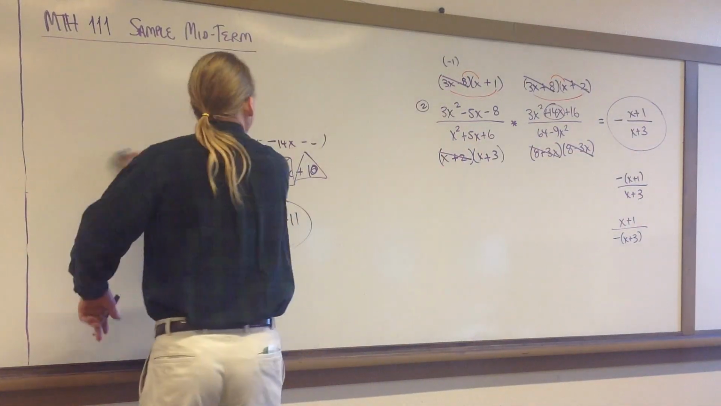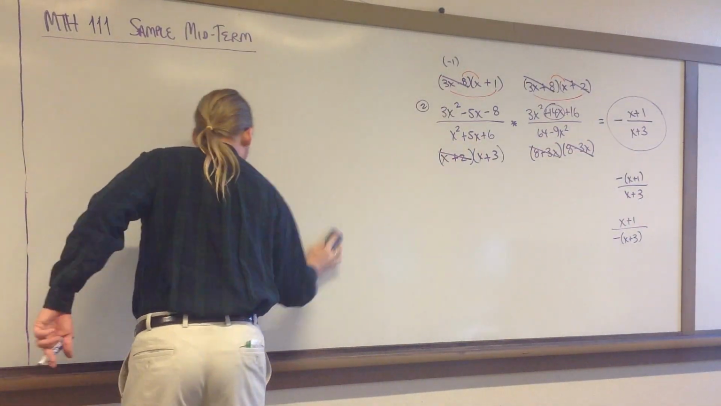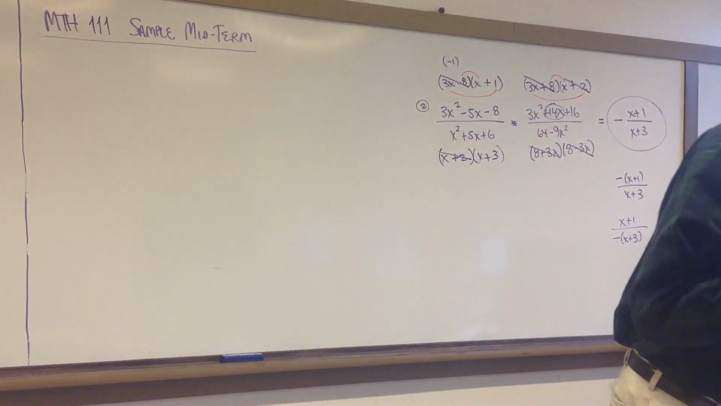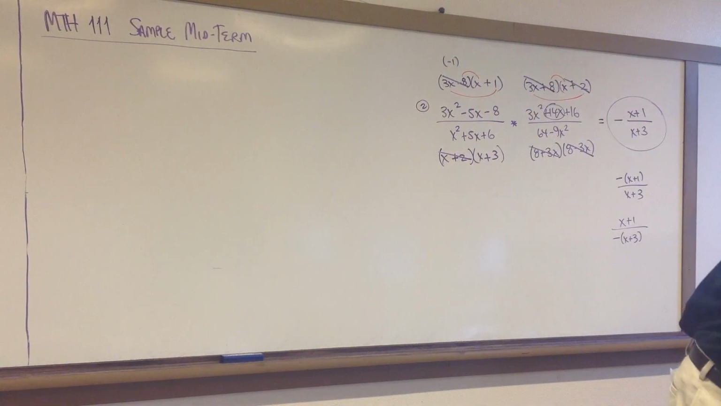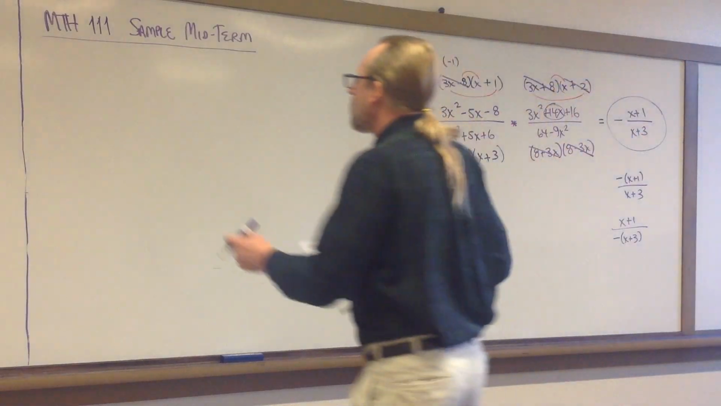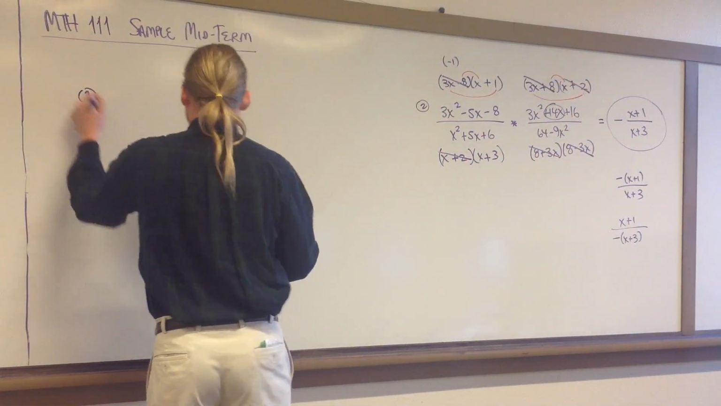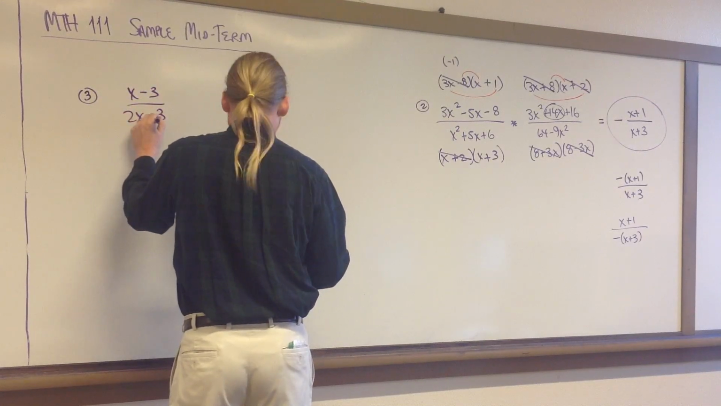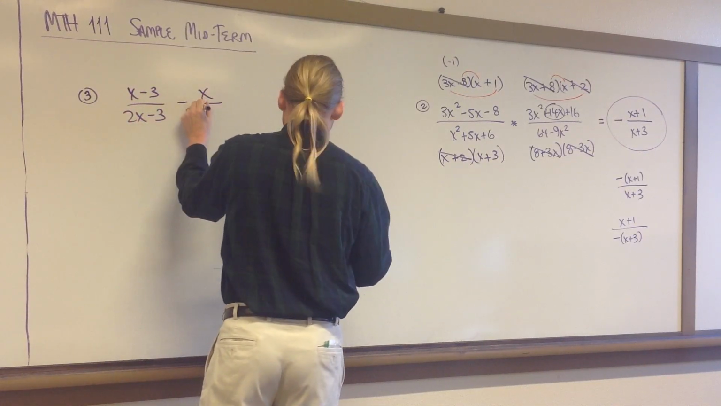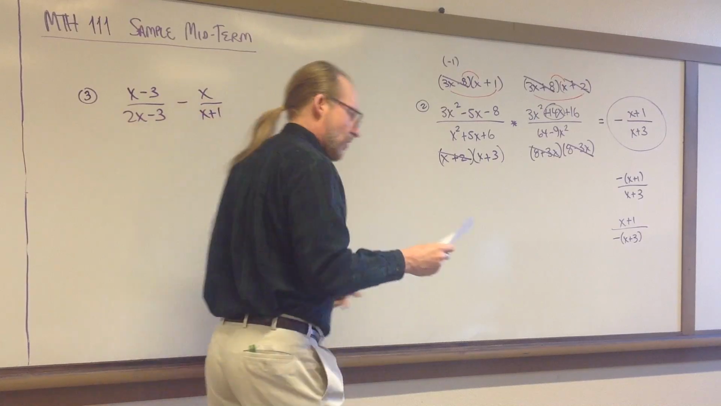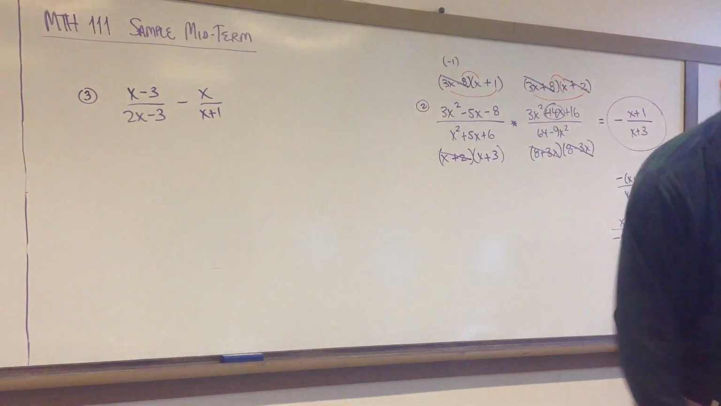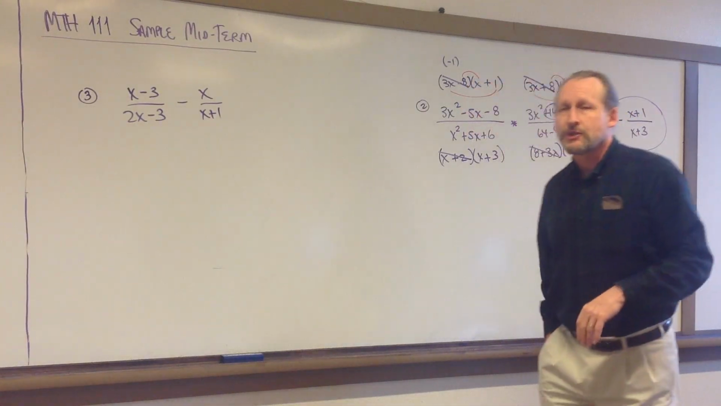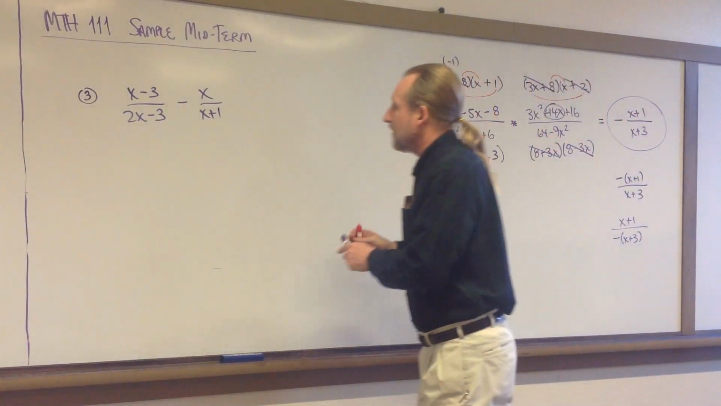Okay, so there's problems 1 and 2. I think problem 3 is a common denominator problem. Let's see here. We've got (x minus 3) over (2x minus 3) minus x over (x plus 1). So we need to make a common denominator here, and it's just going to be each denominator multiplied by the other one, right?